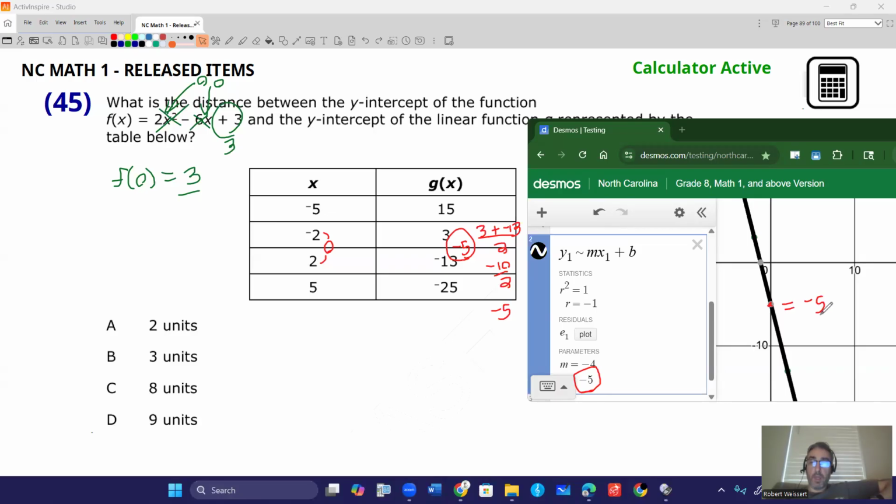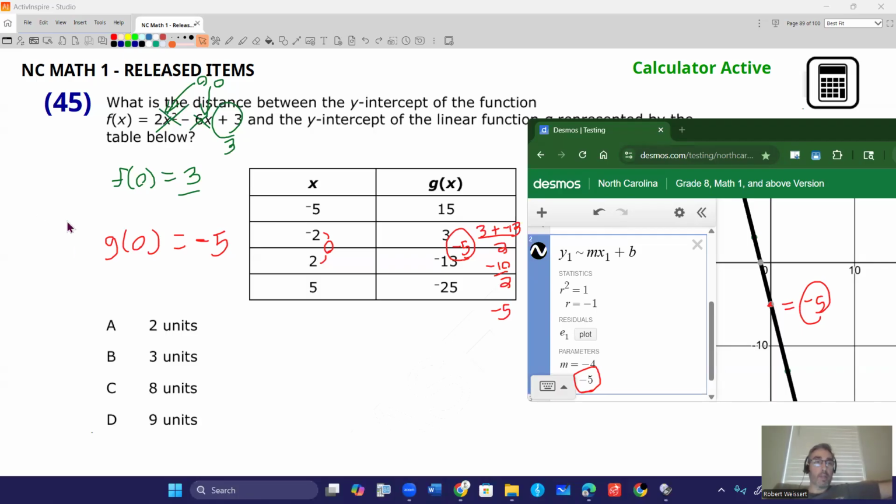So now we got our y-intercept here. So g of 0 is equal to -5. My y-intercepts are 3 and -5. What is the distance between those two y-intercepts? The distance between any two numbers is simply how far apart they are.